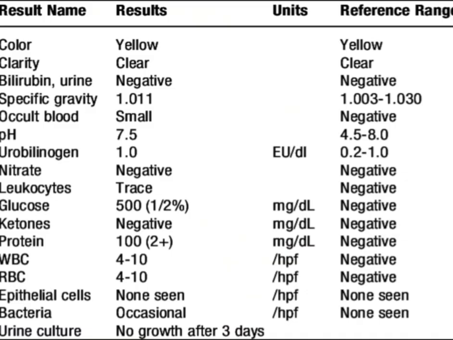So this is a rough example showing a urinalysis result. The normal color of urine is yellow, clarity is supposed to be clear, bilirubin negative, specific gravity should be between 1.003 to 1.030, blood negative, pH 4.5 to 8, urobilinogen 0.2 to 1, nitrite negative, leukocytes negative, glucose should be negative, ketones should be negative, proteins should be negative, white blood cells, red blood cells, epithelial cells, bacteria, everything should be negative.